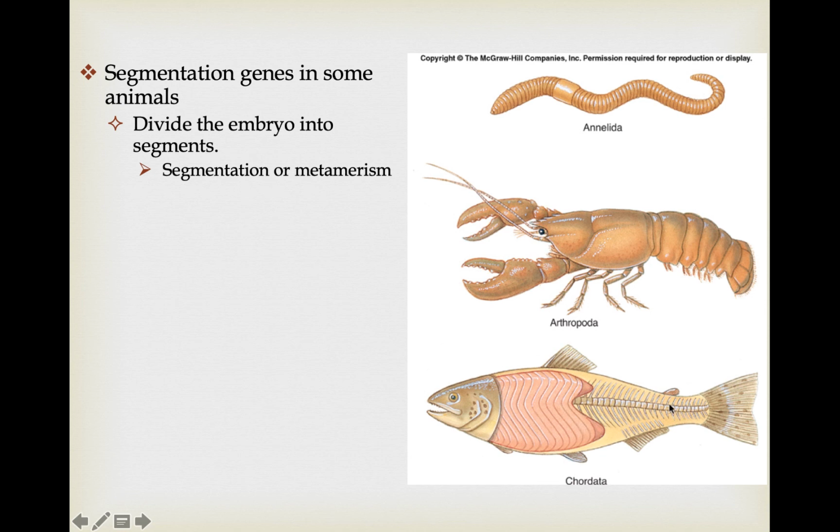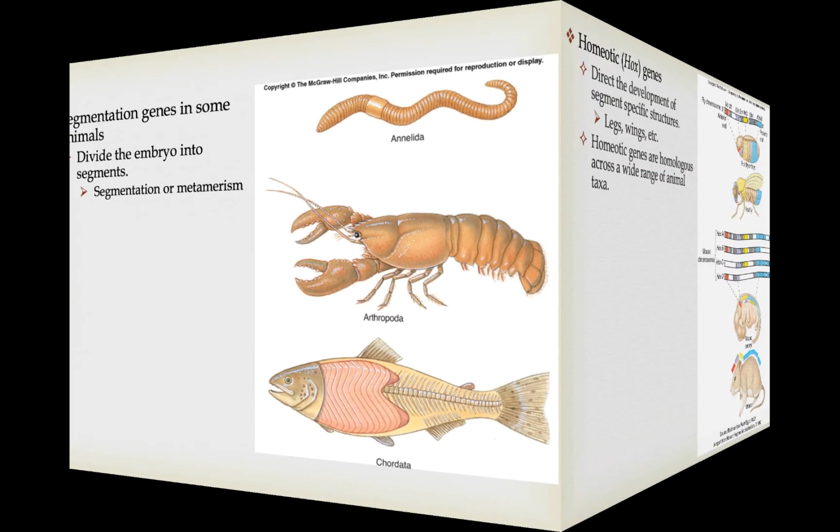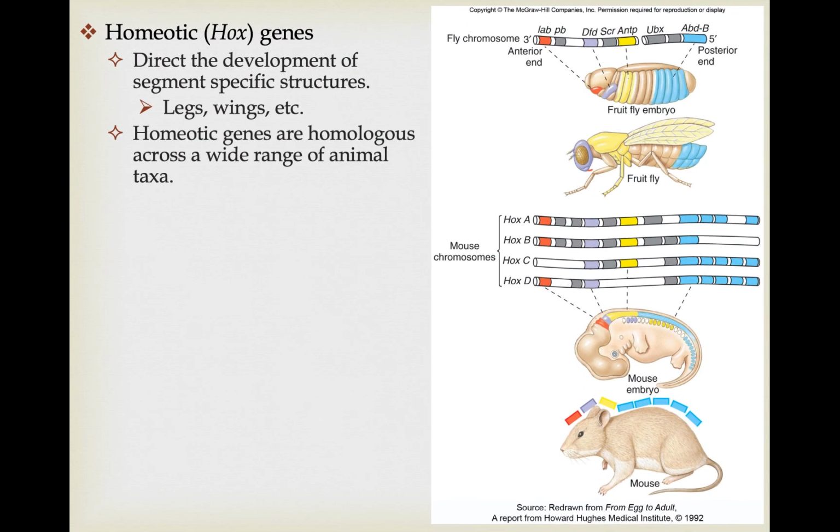So the vertebrae themselves are associated with different body segments. The muscle bands in this fish are associated with different segmentation. And so there are genes that are breaking up the body, different pattern formation genes that are establishing that specific pattern. They're called segmentation genes. But really some of the most interesting research on development has looked at homeotic or Hox genes.